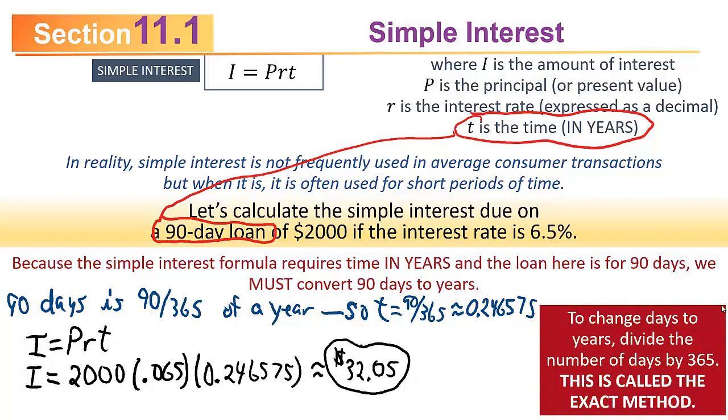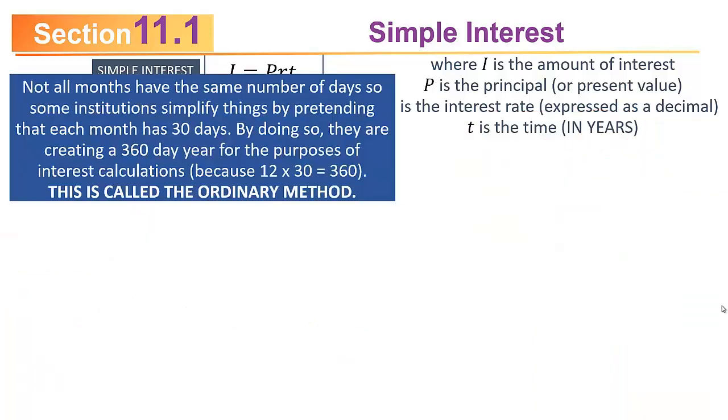Dividing by 365 is called the exact method. I'll show you why with the next example. Not all months have the same number of days. You probably know that. So some institutions just simplify their calculations by pretending that every month has 30 days. But 30 times 12 is only 360. So if they do that, they're working with a 360-day year instead of a 365-day year, just for the purposes of interest calculations. This is called the ordinary method.